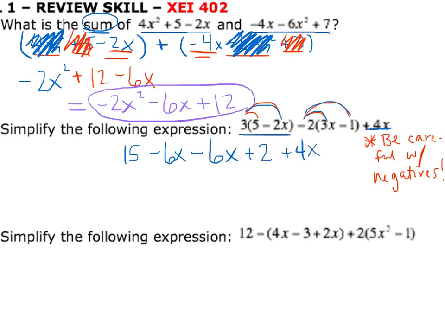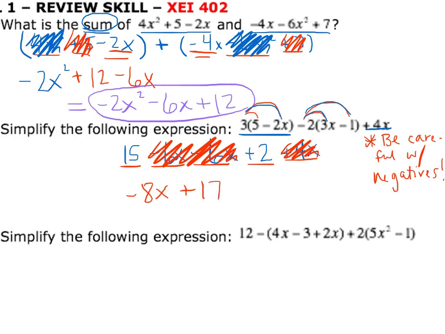Now again, we want to combine like terms. Let's do the x's first. Negative 6x and negative 6x gives you negative 12x, plus 4x gives you negative 8x. Now we've used these. Positive 15 and positive 2 is positive 17. Okay? So the most common mistake here is with the negatives, so just be really careful there.